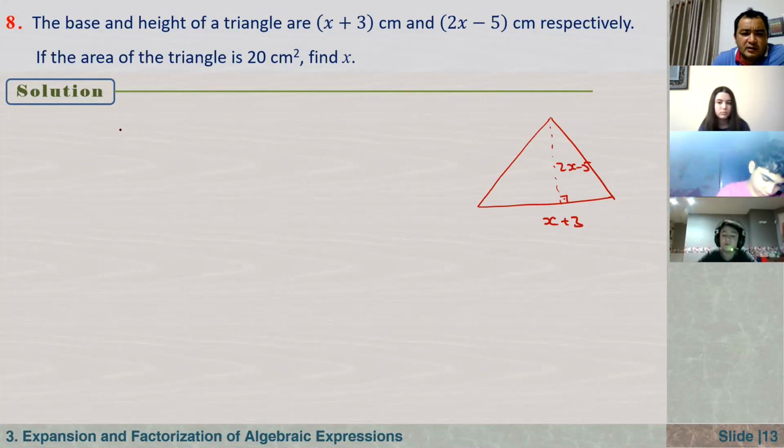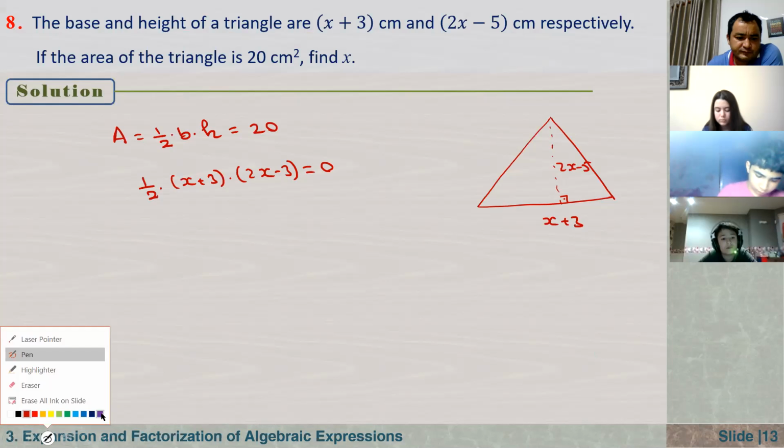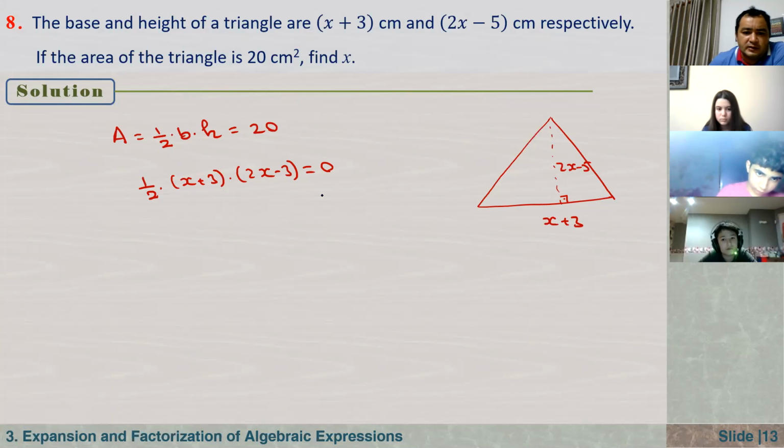And how do you find the area? We know that the area of the triangle is 1 over 2 times base times height, which is equal to 20. From here, 1 over 2 times, what is base? It is x plus 3 times height. It is 2x minus 3. That's equal to, not 0, 20. So let's multiply both sides by 2, because I don't want to have a fraction here, and expand this part.